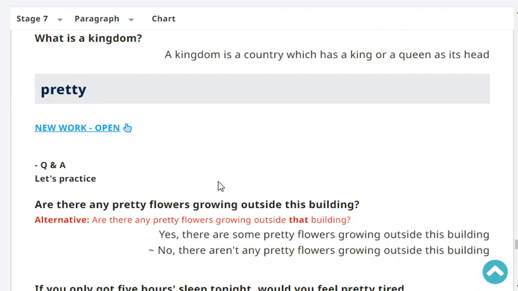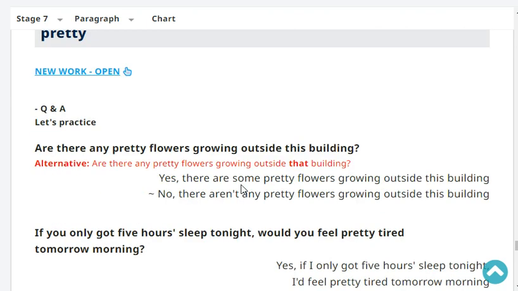As its head. Very good. Are there any pretty flowers growing outside your building? Yes or no? Yes, there are some pretty flowers growing outside my building.